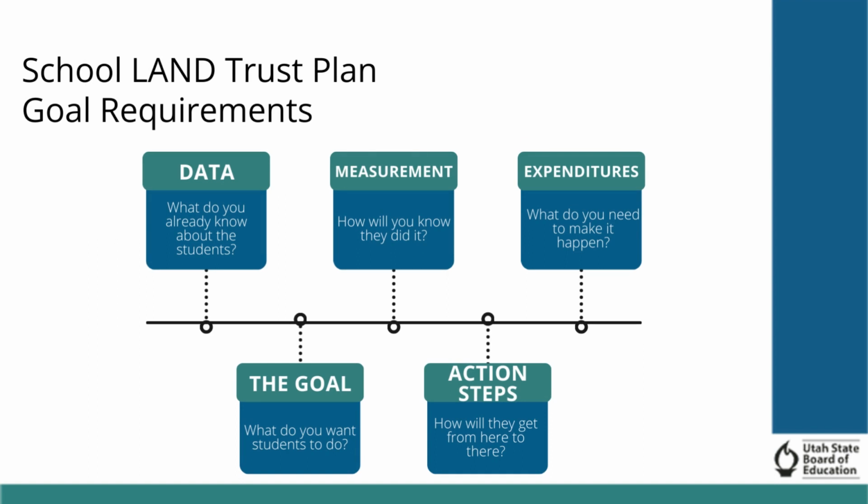The steps in creating the school land trust plan should always begin with data and what you already know about the students in your school. When creating the goal, keep in mind it must be academic and it must be student-centered. What is it that you want your students to do? When determining measurement, think of how you will know that your students were successful. The action steps and expenditures of a goal need to explicitly state what school land trust funding will be used for and how it directly impacts the academic goal. It is helpful to add a total of expenditures at the end of each action step in addition to the expenditure description box.